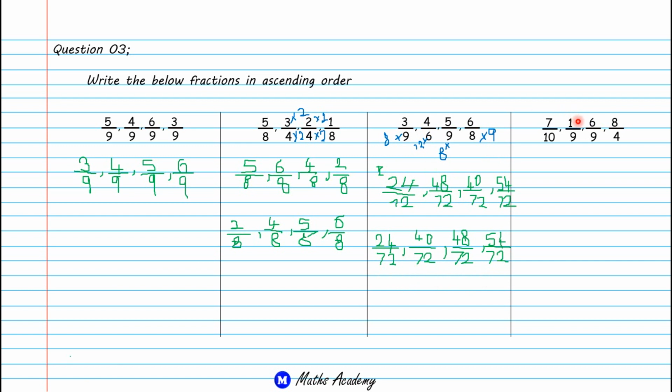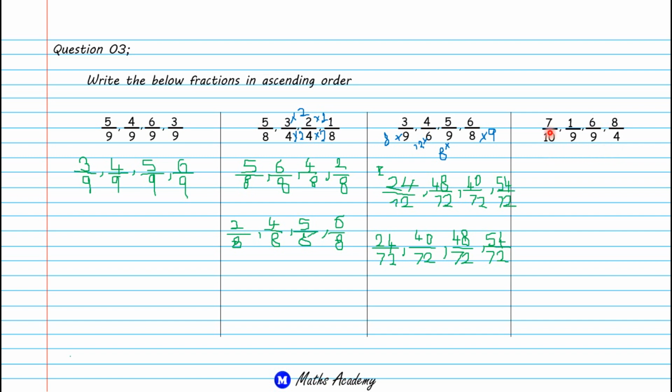So now let's move on to the fourth one. Since the fractions' denominators are not equal, we should find the common LCM. When we find the common LCM, we get 180. So now we should make each and every denominator 180.